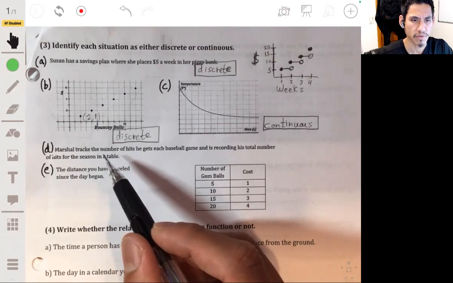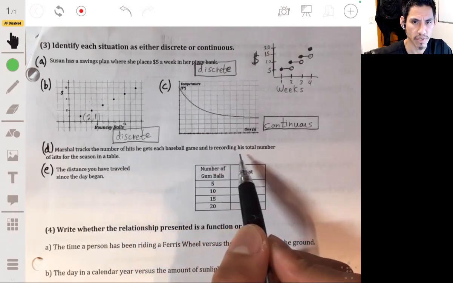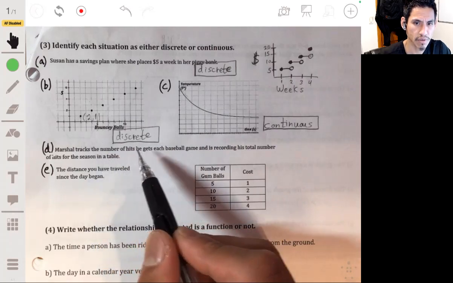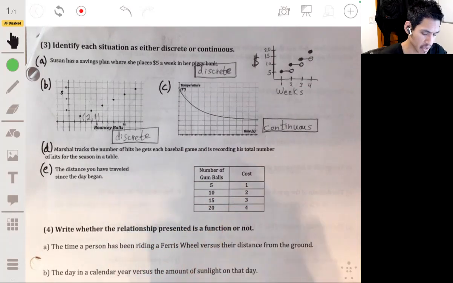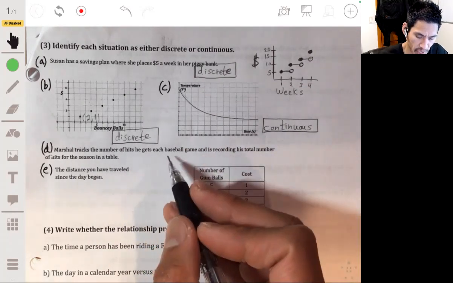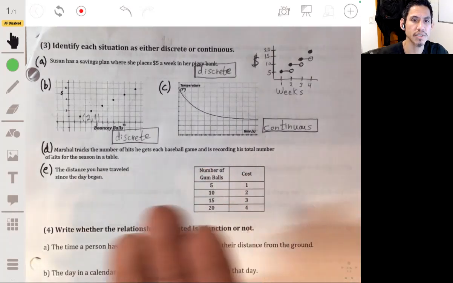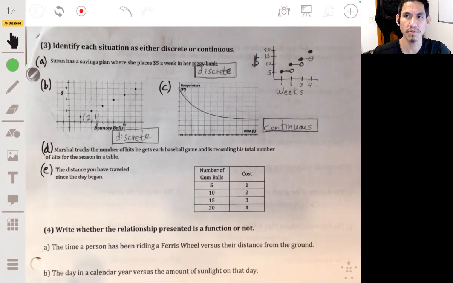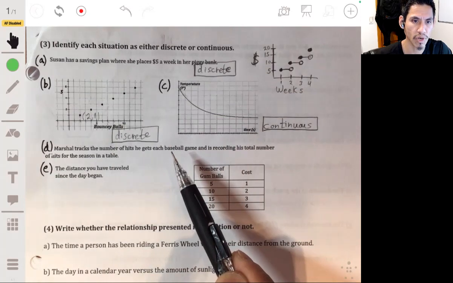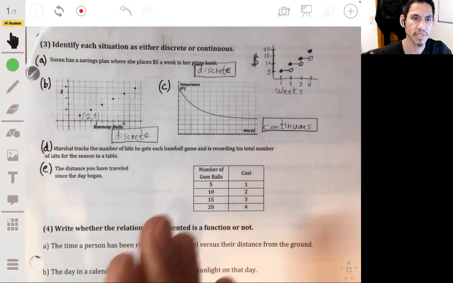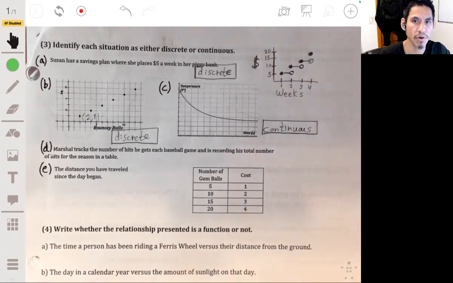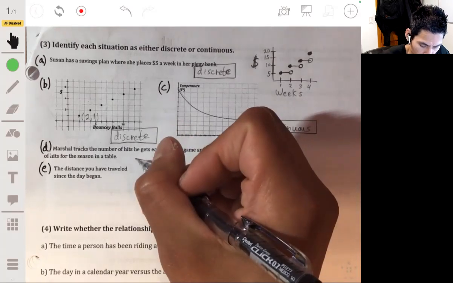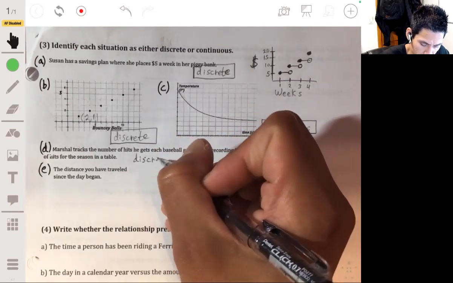All right, D, Marshall tracks the number of hits he gets each baseball game and is recording his number of hits for the season in a table. So again, this would be an example of a discrete situation because you would only get 1 hit, 2 hits, 3 hits, 4 hits. You're going to have gaps between those numbers. You're not going to be able to have 1.1 hits, 1.5 hits, 1.2 hits. There's always going to be gaps. Now you can make a graph and you would see that it would just be a set of points. But this would just be an example of a discrete situation.